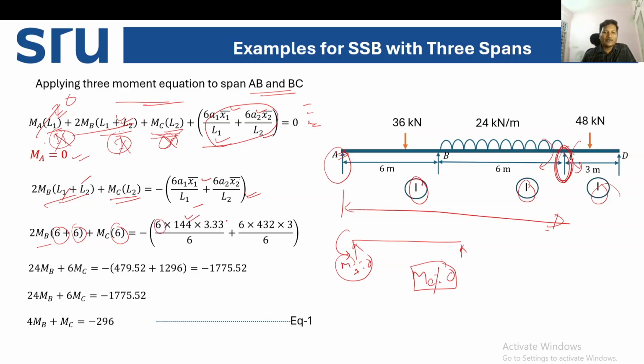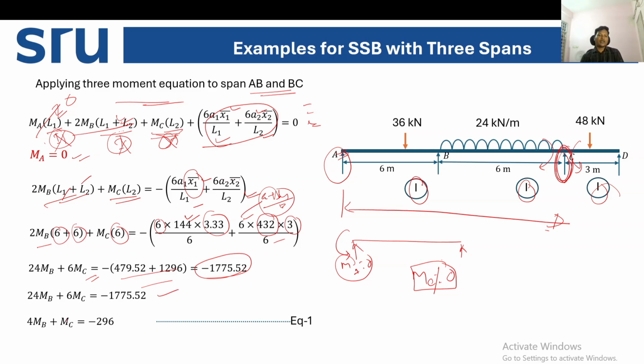A1 we have calculated as 144, into X1 bar, that is centroid to left support, that is 3.33, we have calculated by using the formula A plus L1 by 3. Again this is 6 into area 2, which is 432 we have calculated, into X2 bar, which is 3, divided by 6. If you simplify this equation, 24 MB plus 6 MC is equal to minus 479.52 plus 1296. If you add both, it is minus 1775.52.